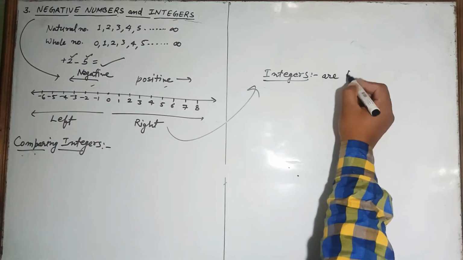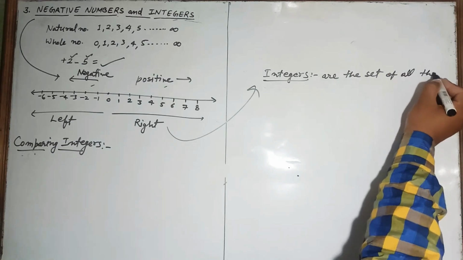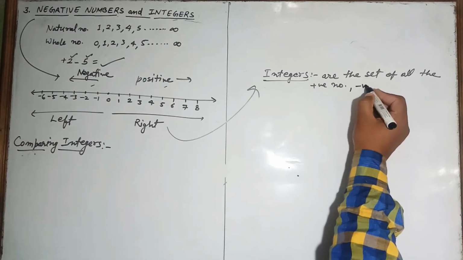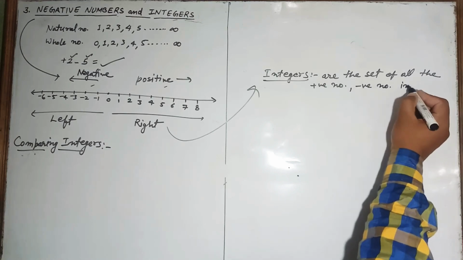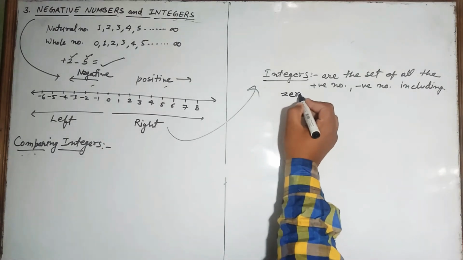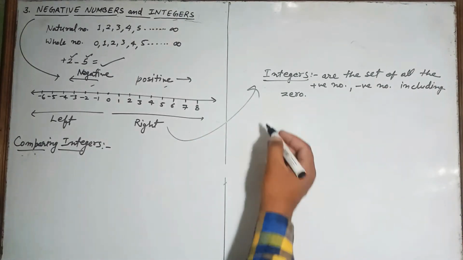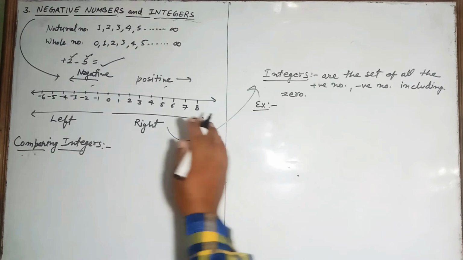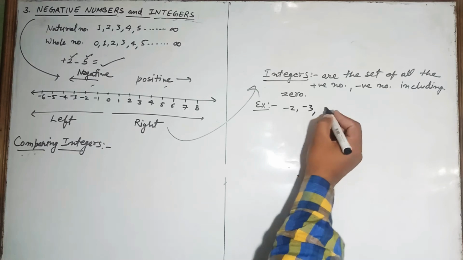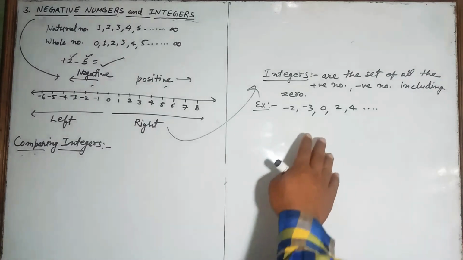Integers are the set of all the positive numbers and negative numbers including 0. So this will be the definition of integers, or like this we can define integers. What can be examples of integers? From here you can take any number, like some negative numbers I will take, -2, -3, 0, we can take 2, 4 and so on. There are many. So these are all integers.